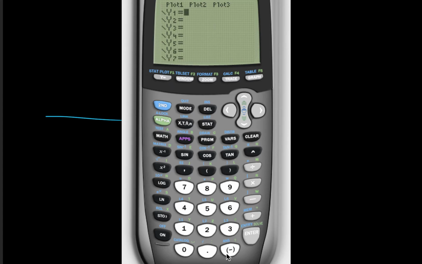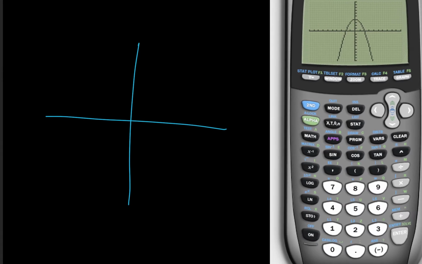Okay, so let's say negative x squared plus 4. Okay, so we graph that. It's going to look very similar to the one we just did. This time it's an upside down parabola.